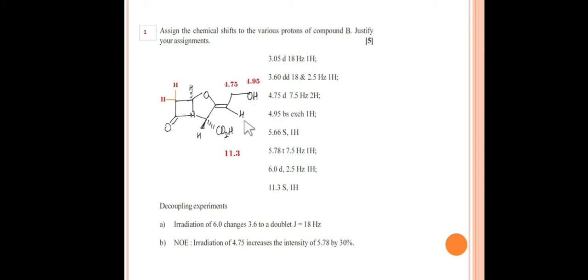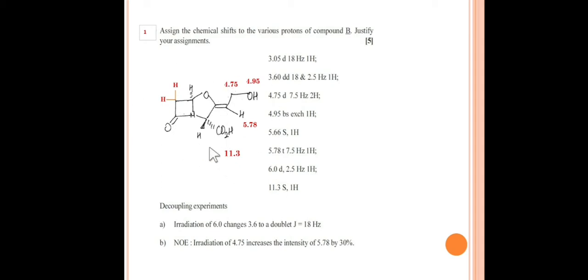Now its coupling partner, that is the olefinic proton, will come around 5 to 6. So you can see here 5.78 triplet of 1H. That means this 1H is coupling with CH2 and it is at 5.78. That means it is the olefinic proton. Also their coupling constants are exactly the same. That means these are the coupling partners. So I will assign 5.78 to this hydrogen. Now we have assigned most of the signals from this side.